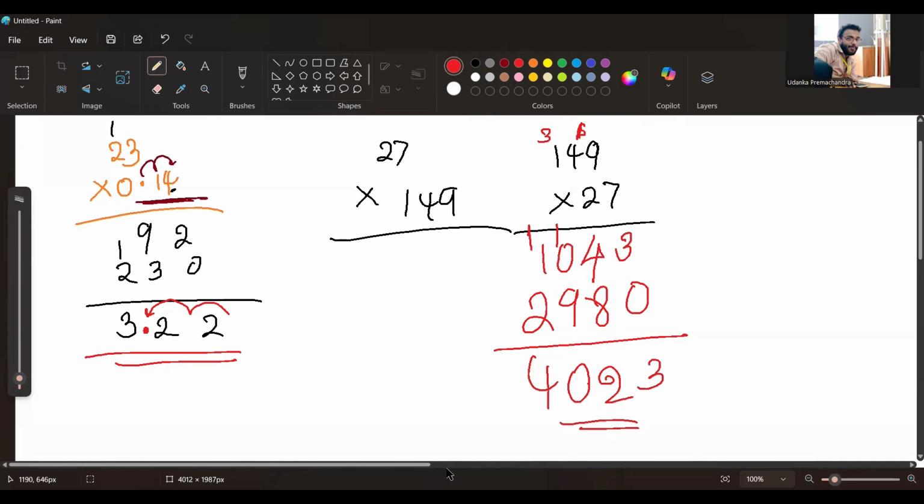You should be good with the multiplication. Just multiply with the numbers. You should be good with that one. Shall we move to the next one? Okay, sir.